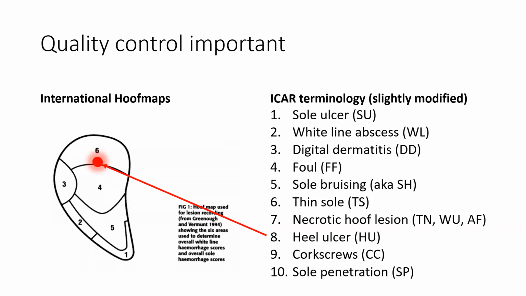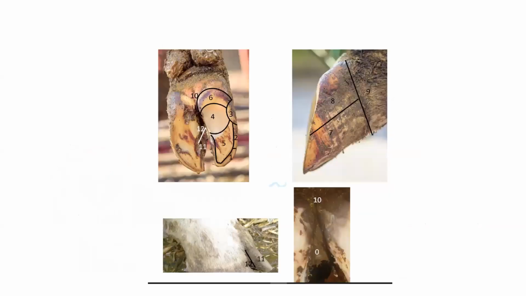And I would encourage the use of the ICAR terminology. I've forgotten what ICAR stands for. International, will come back to me in a moment, for animal recording. International Committee for Animal Recording, that's right. I've slightly modified this. So ICAR like to refer to sole hemorrhage at number 5. I like to differentiate that a little bit. I like to go a step further and confirm that actually there is some deep pain underneath the sole, which I would class as sole bruising. But this is all part of the quality assurance of recording, and then we can generate some meaningful data.